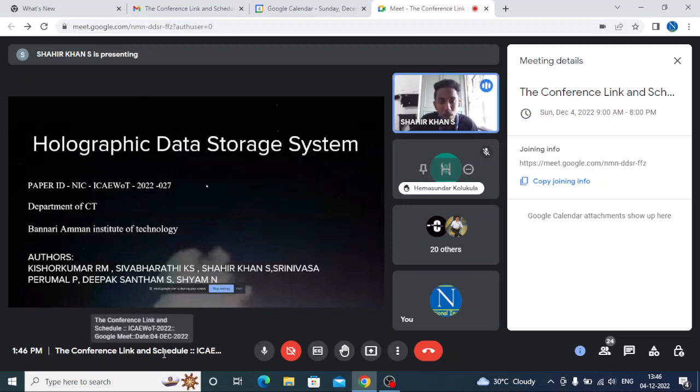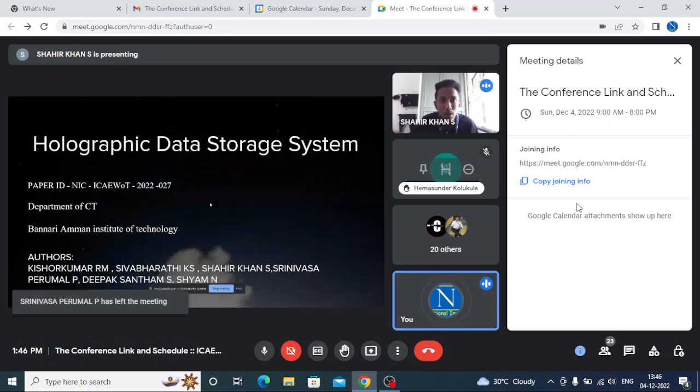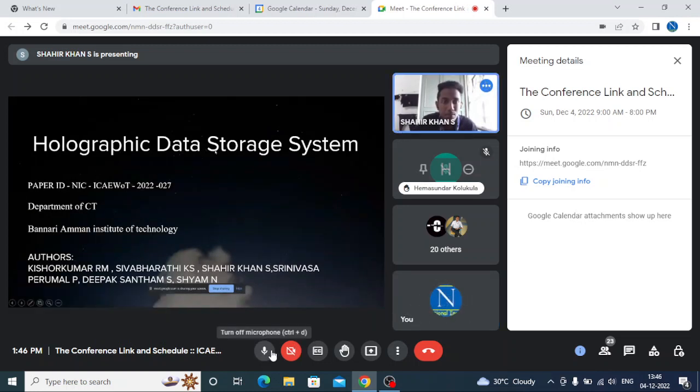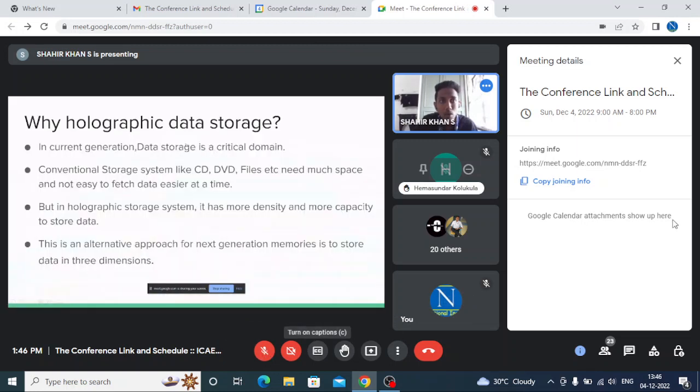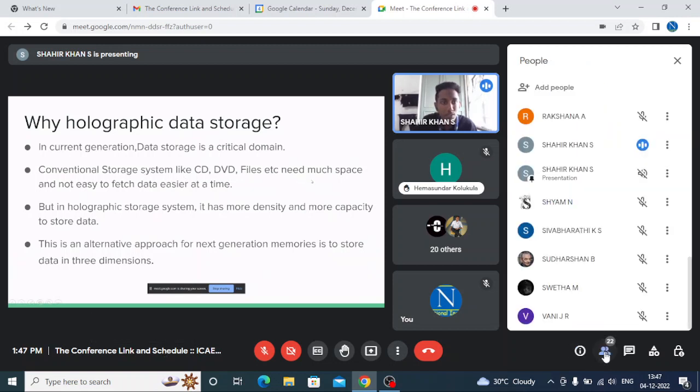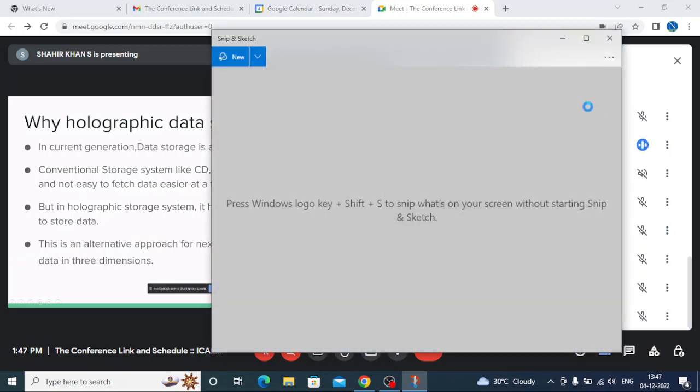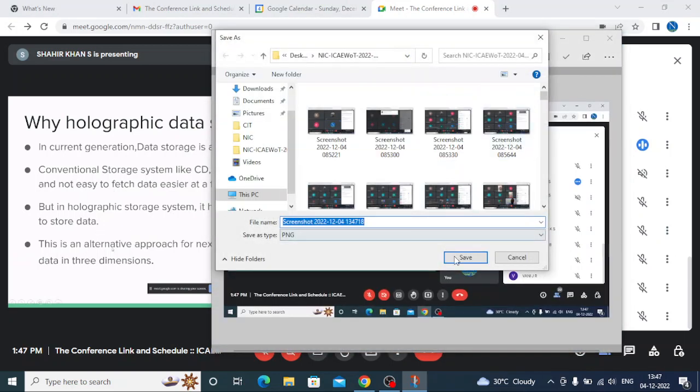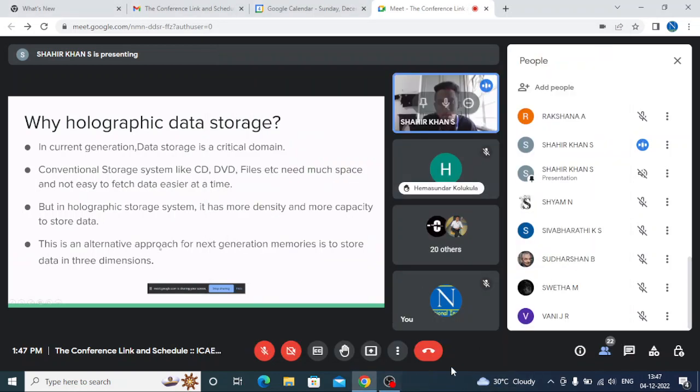Sir, I am Shahid Khan from Banayam Institute of Technology. Today I am going to present about the topic holographic data storage system. Why holographic data storage? In the current generation, data storage is a critical domain. Conventional storage systems like CD, DVD, etc. need much space and it is not easy to fetch data at a time. But in a holographic storage system, there is more density and more capacity to store data. An alternative approach for next generation memories is to store data in 3 dimensions.